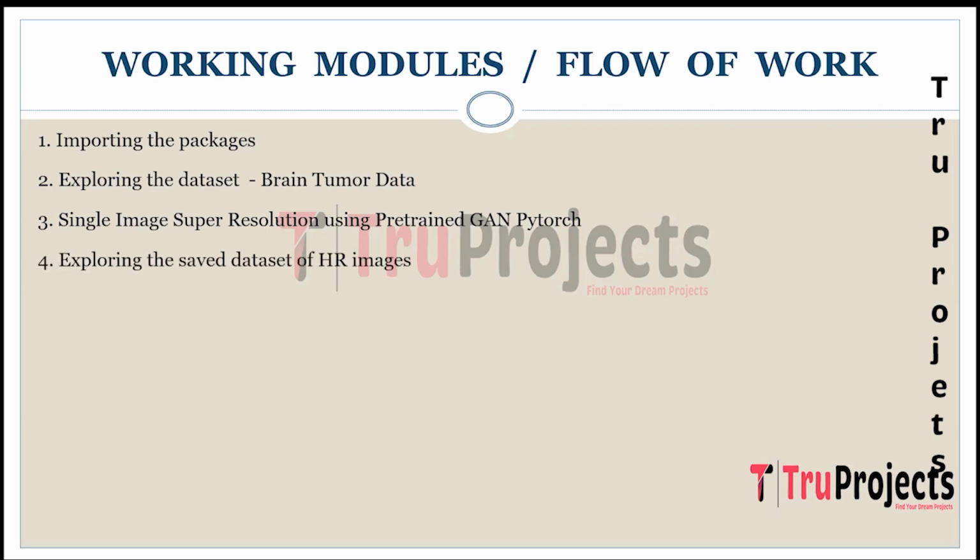Coming to exploring the saved dataset of HR images, after applying SISR, this module involves exploring and examining the saved high-resolution images to ensure the quality and effectiveness of the super resolution process. Coming to image processing, this section typically involves using an image data generator for data augmentation and processing. It includes tasks like image rescaling, shear transformations, zooming, horizontal flipping, and reshaping. Data augmentation is a common practice to increase the diversity of the training dataset.